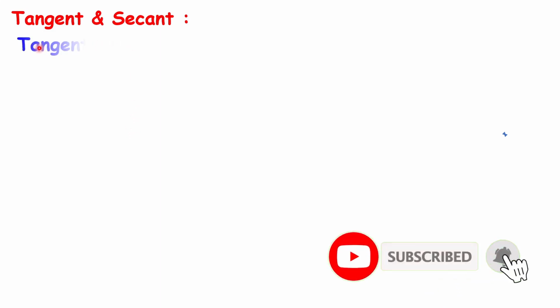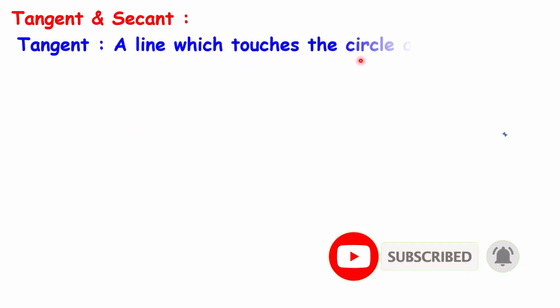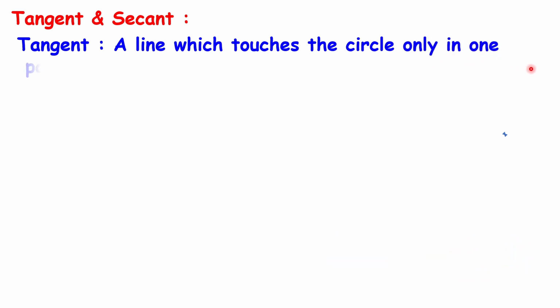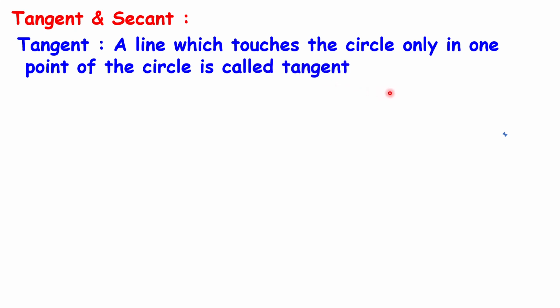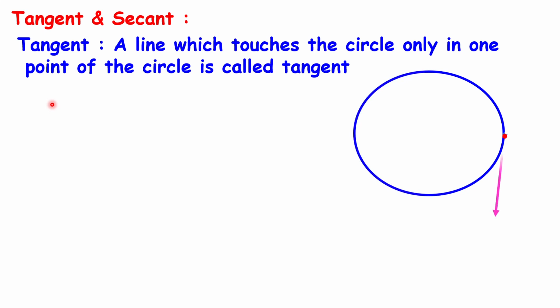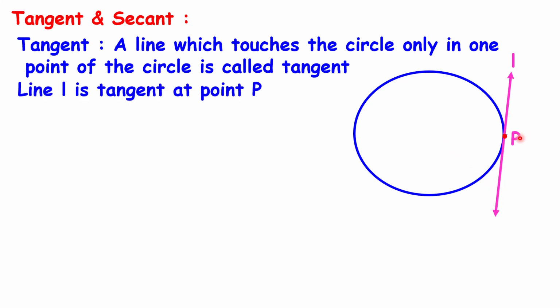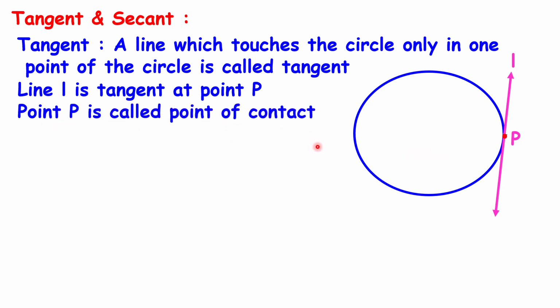Tangent and secant. Tangent. A line which touches the circle only in one point of the circle is called tangent of the circle. In this figure, a line L touches the circle at only one point P. That means line L also intersects the circle at point P. Therefore, line L is called tangent of the circle and this common point is called point of contact. Therefore, P is called point of contact.